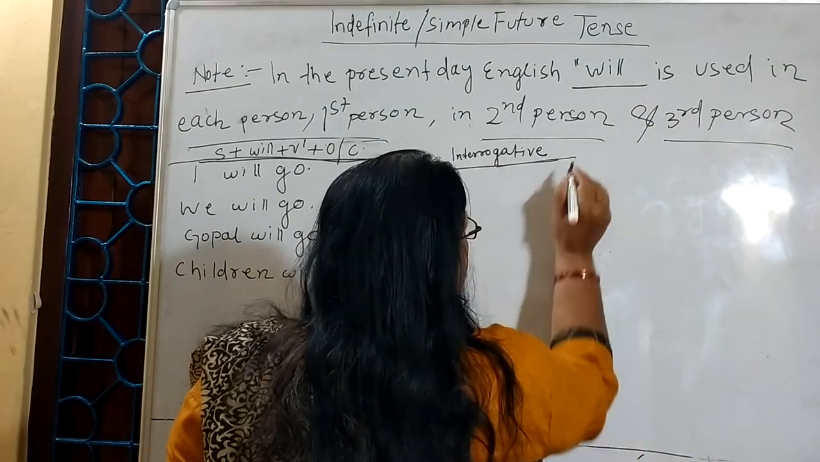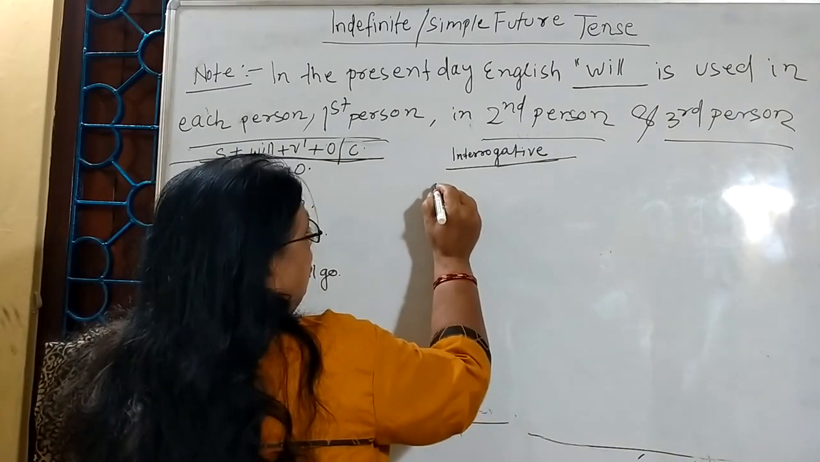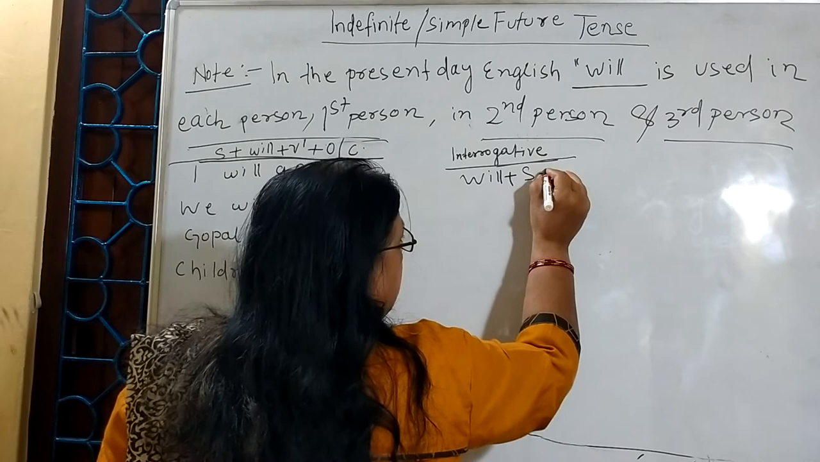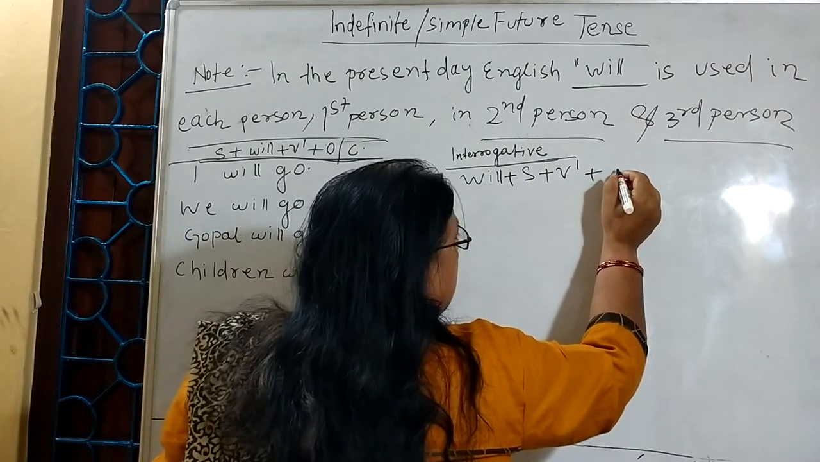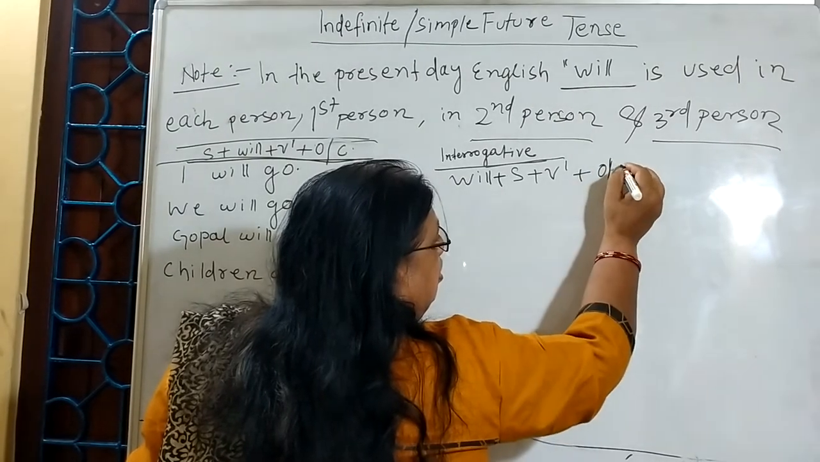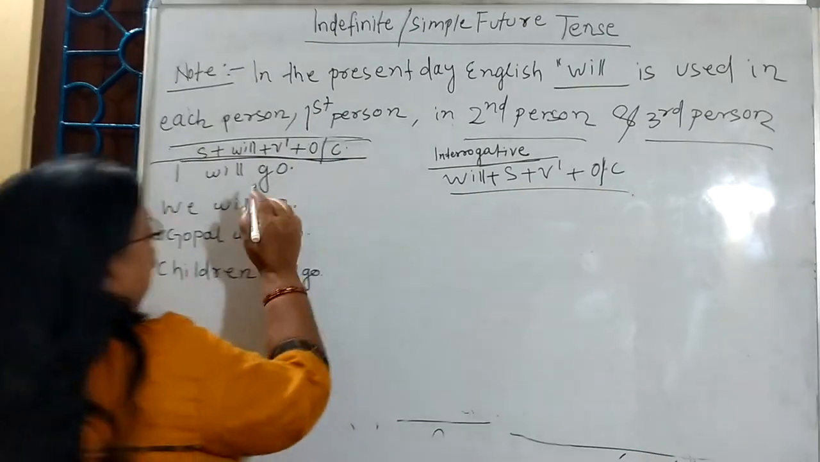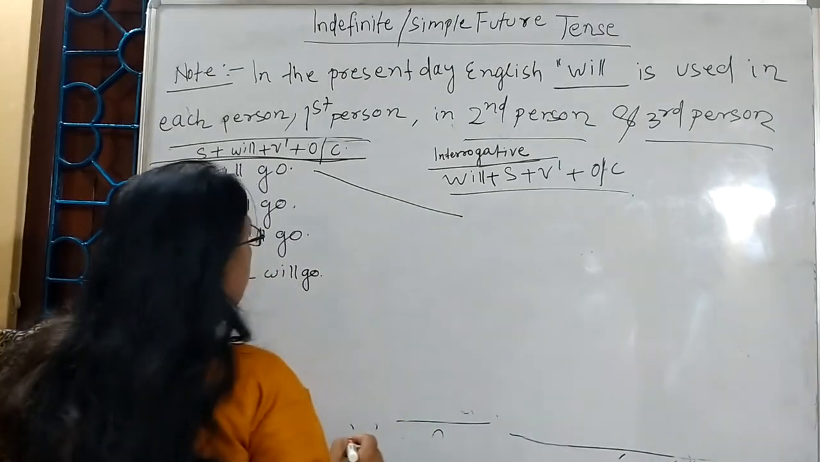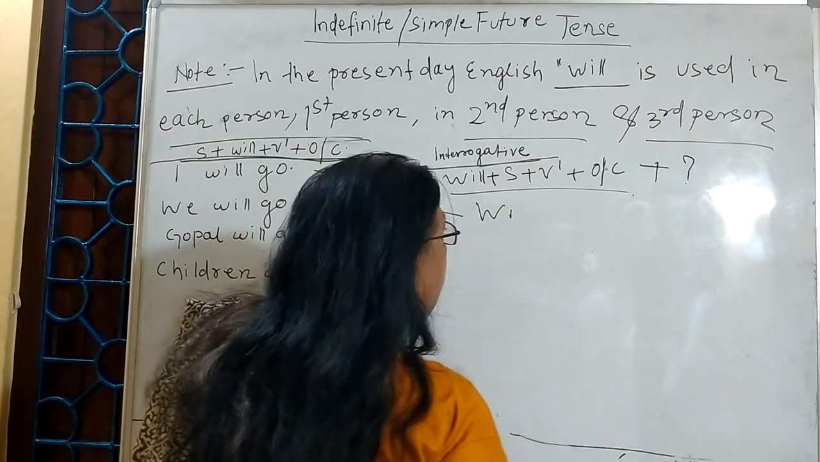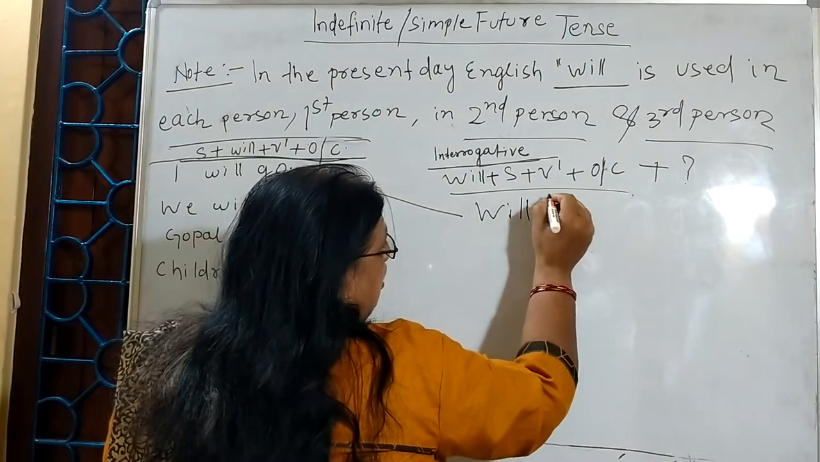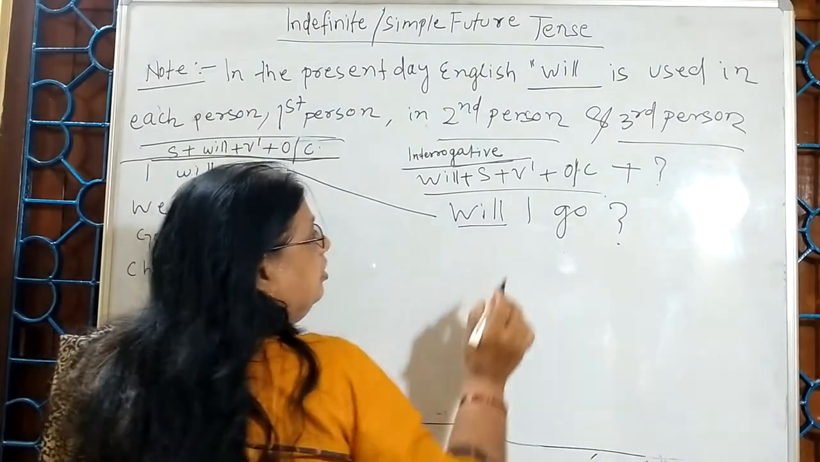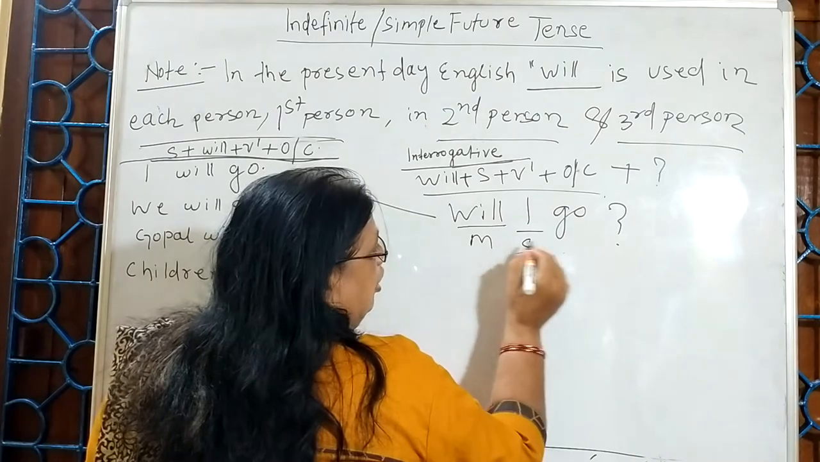Interrogative. So my dear students, in interrogative, when will comes first: will plus subject plus verb one plus object or complement. So, I will go. In interrogative it will come: Will I go? plus question mark. Will is the modal, I is the subject and go is the verb one.